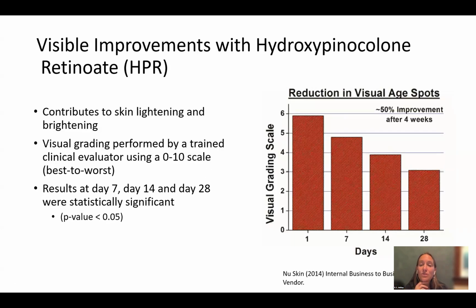And then this, I think, is super exciting. This is the reduction in visual age spots. And again, let's make sure we understand the scale, right? The best is 0. That's where we're having the least amount of visual age spots, or the lessening of them. And 10 is the worst, like the darkest spot ever, right? And again, we're seeing that after 4 weeks, we're getting that 50% improvement in the reduction of age spots. And again, we're getting statistically significant results as early as 7 days with this ingredient.